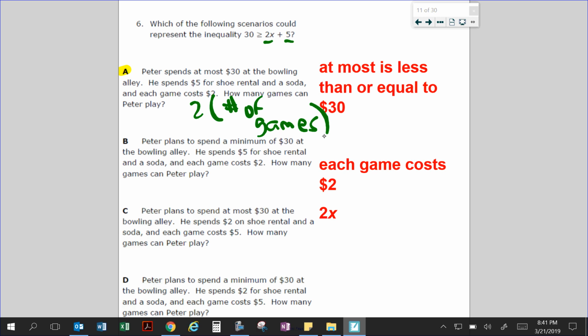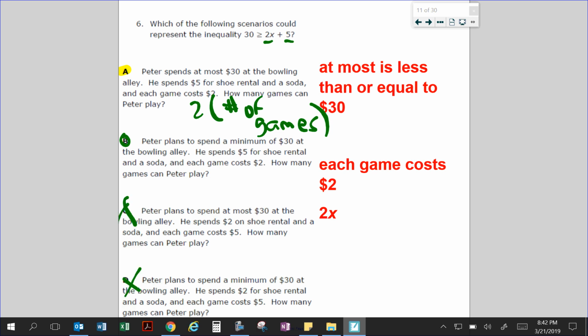What variable would you like to use for that? X. So I think A is a good answer choice. B could be another answer choice because he spends $5, then each game costs $2. It cannot be C because he spends $2 on shoe rental. That's a one-time thing, so it can't be that one. And it cannot be D.